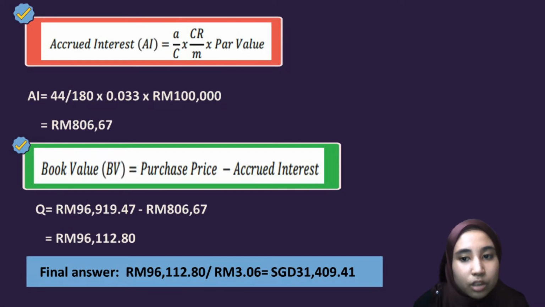The last step, step 5, requires you to find the amount paid for a unit of this bond. However, you need to remember that the question has given you the exchange rate of Singapore dollar 1 equals to Malaysian Ringgit 3.06. Therefore, the formula for this step is book value divided by exchange rate.